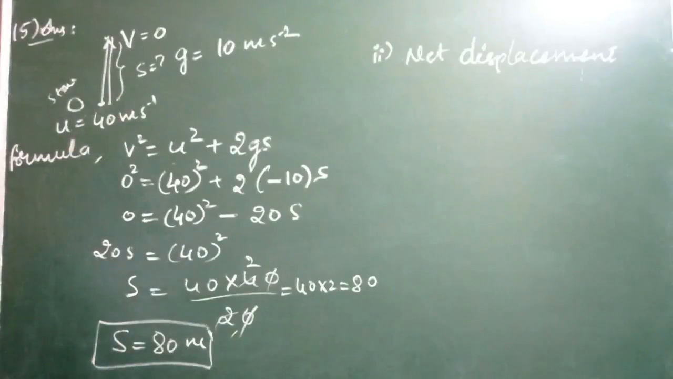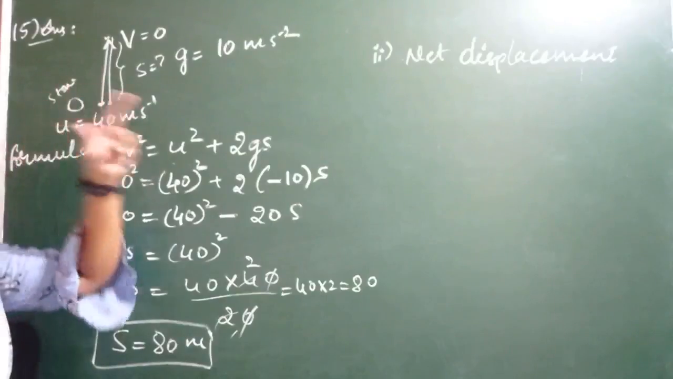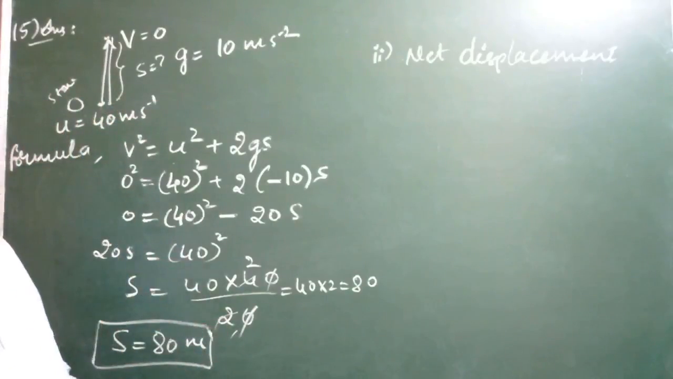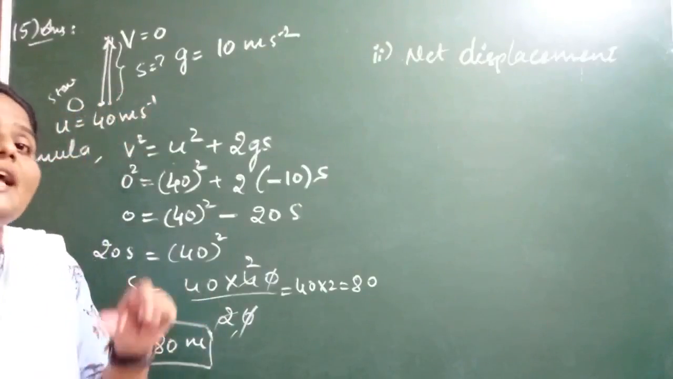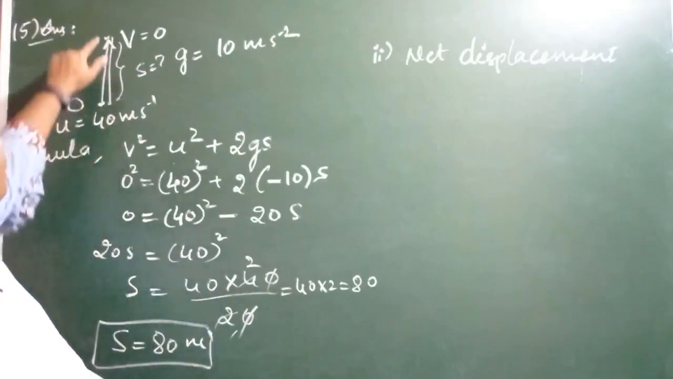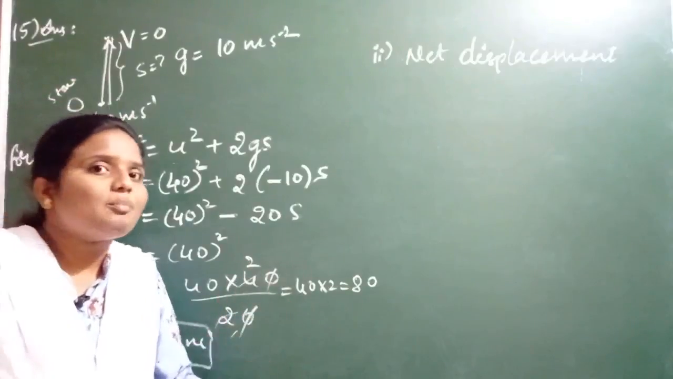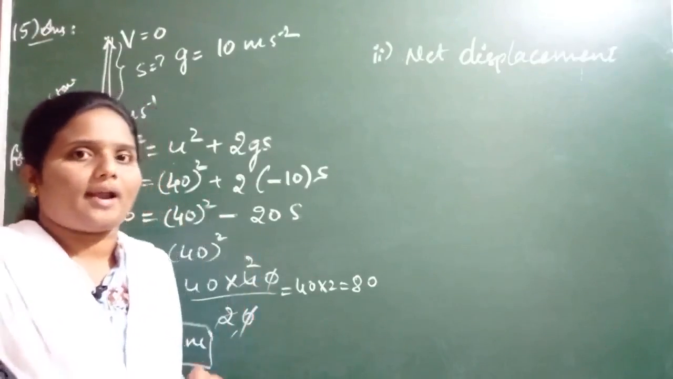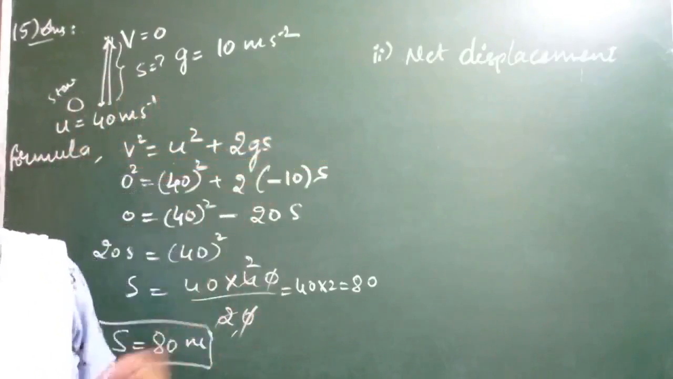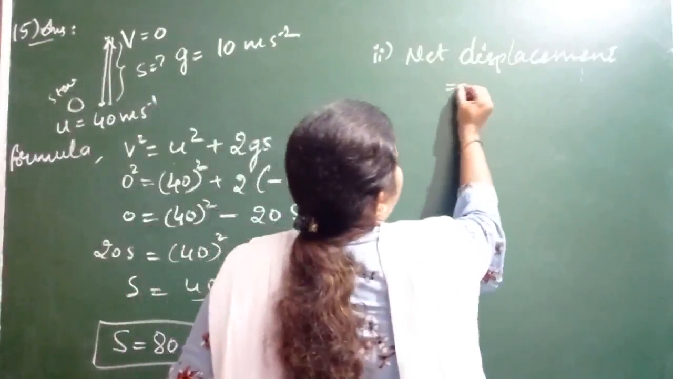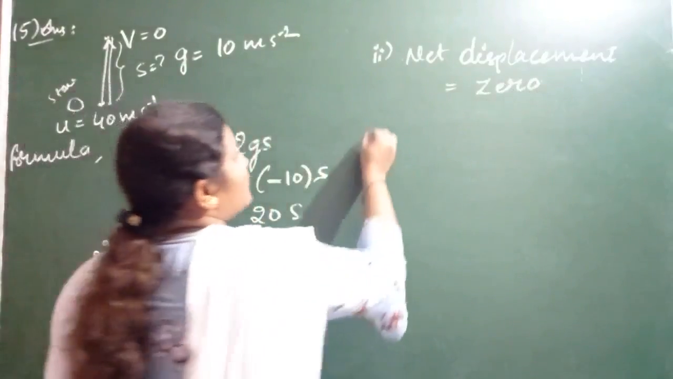Isn't it, children? So in this case, if the initial point and the final point are the same, meaning if the initial position and the final position coincide, because it is moving up and again coming back to the surface of the earth, then what happens? Both the initial point and the final point will be at the same point. It means that both are coinciding. So in that case, the displacement will be 0. What is that? The net displacement is 0.